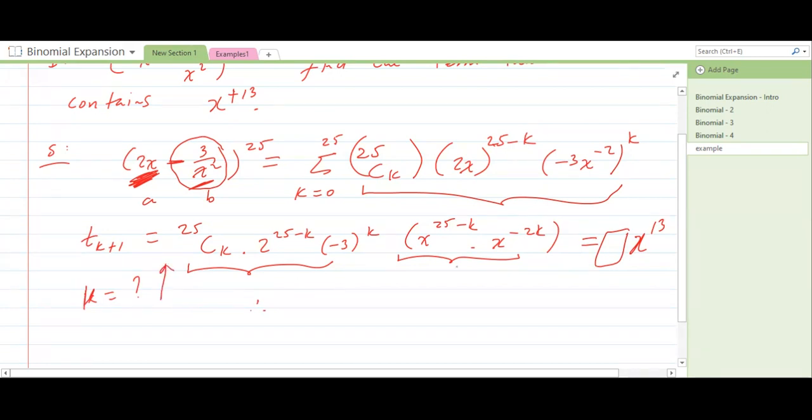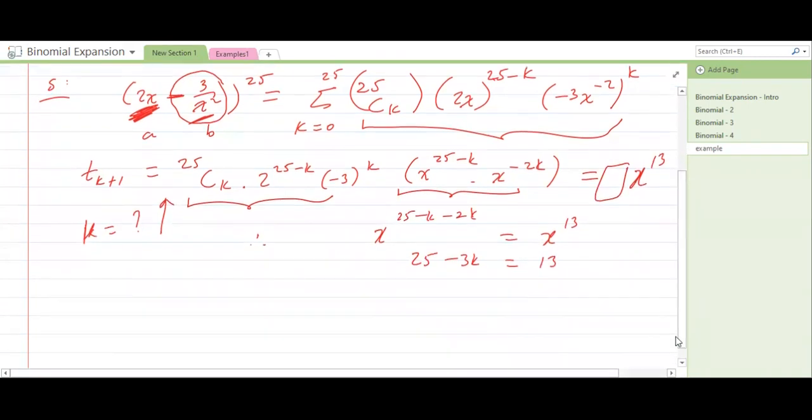So to solve this problem, let us look at the bases here. We have x to the power 25 minus k minus 2k is equal to x to the power 13. We can drop the base here, equating coefficients basically. That's how we solve this problem here. So we have 25 minus 3k is equal to 13, which is minus 3k is equal to 13 minus 25, which is minus 12. Therefore, k is equal to 4.